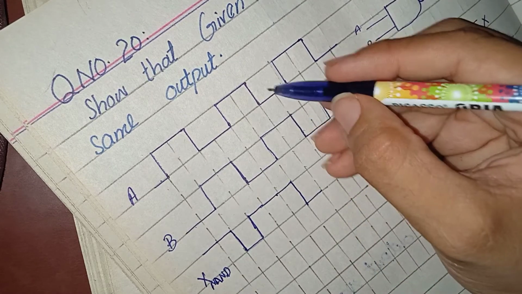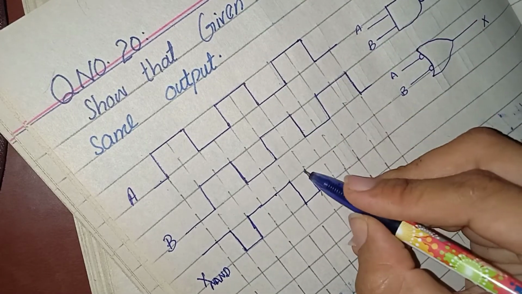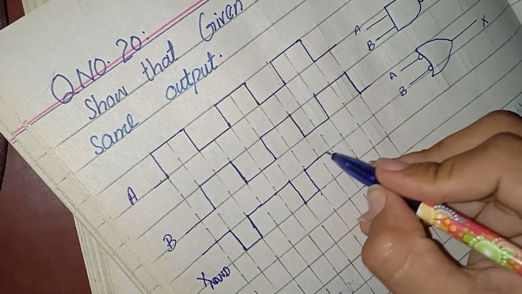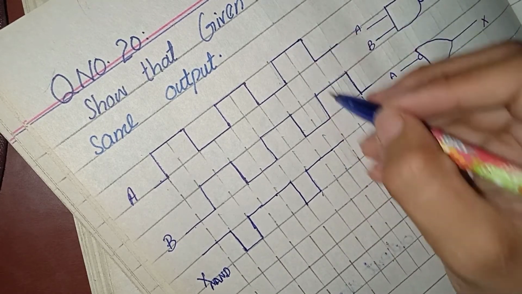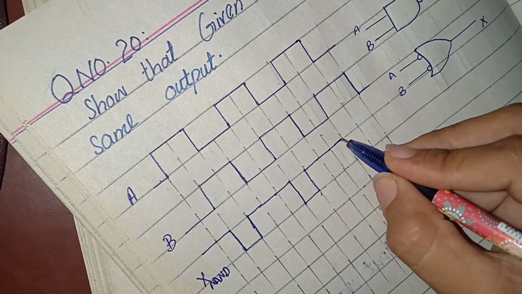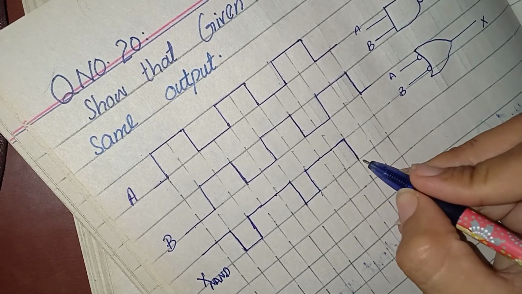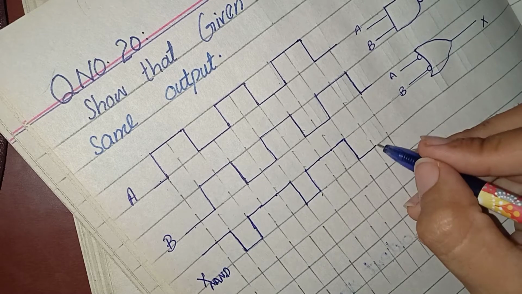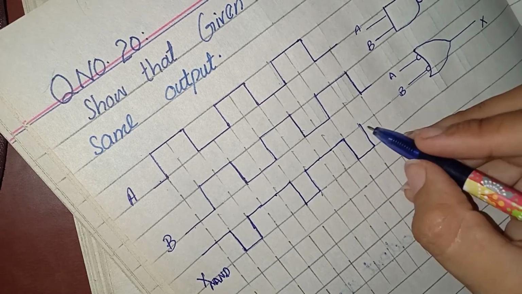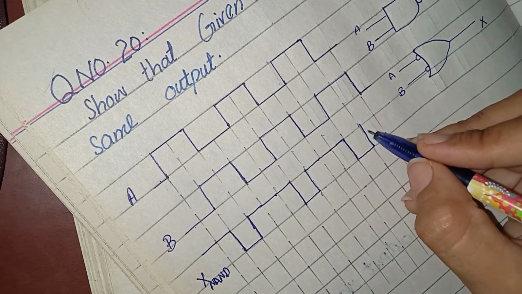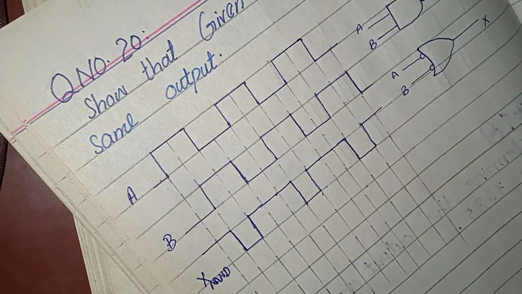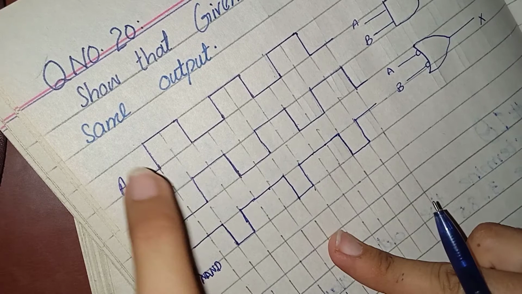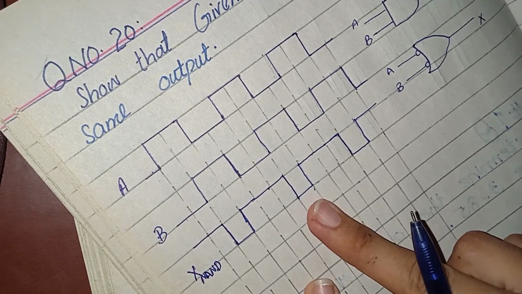And here we again get higher output, and here we again get higher output, and for these two combinations we also get higher output. But for these two combinations, because A and B both are high, we will get lower output. And from now onwards we will get higher outputs for a NAND gate. This is the output waveform of these two inputs through a NAND gate.